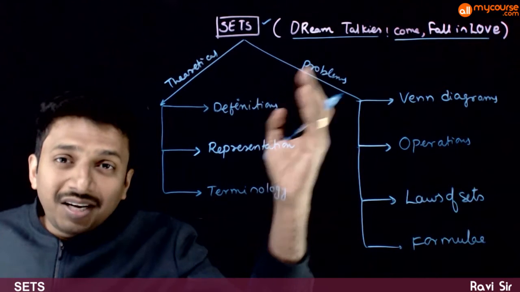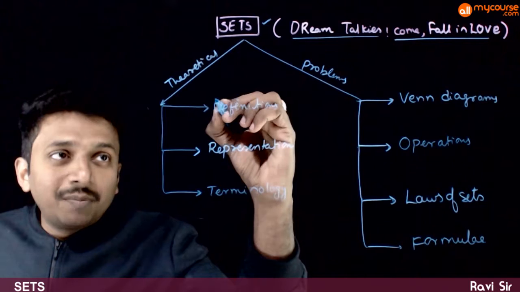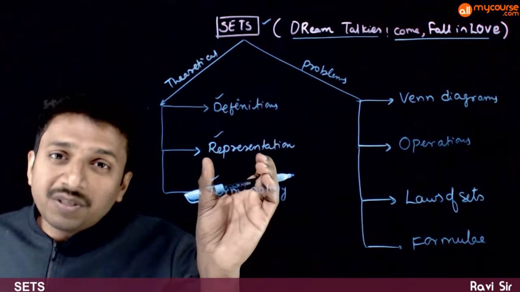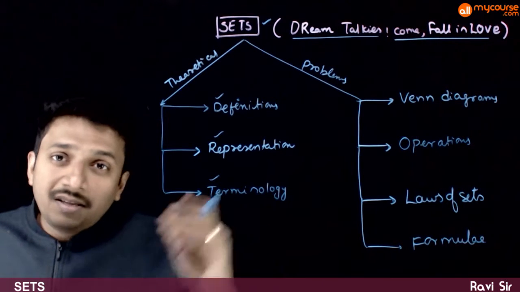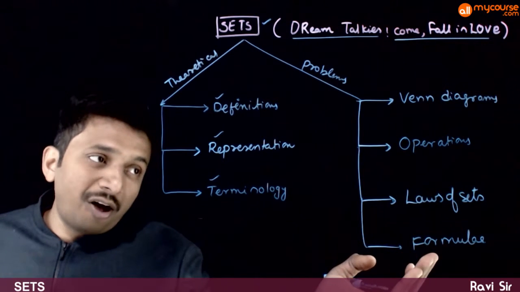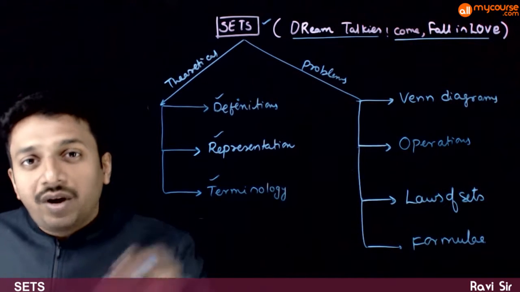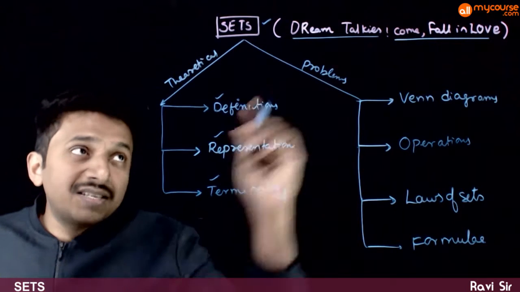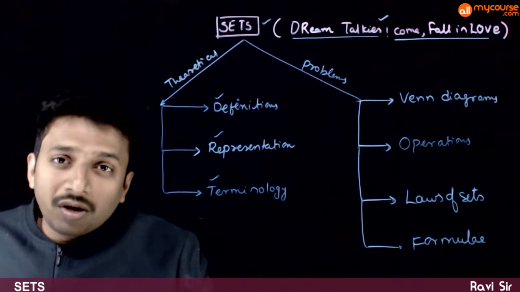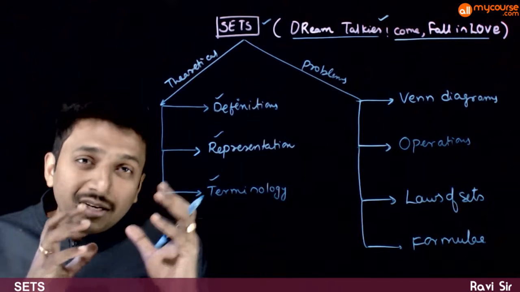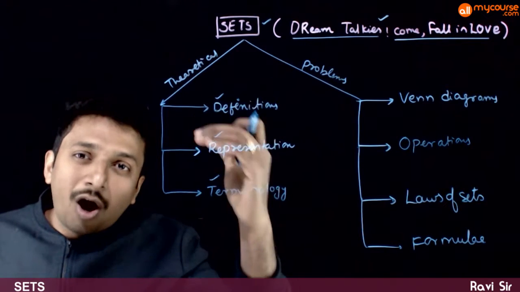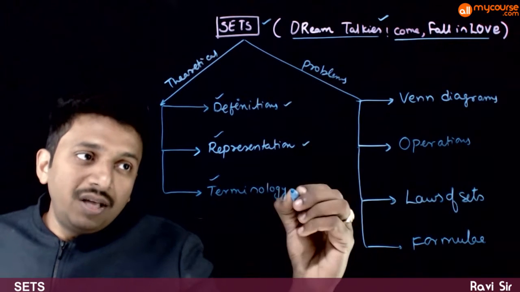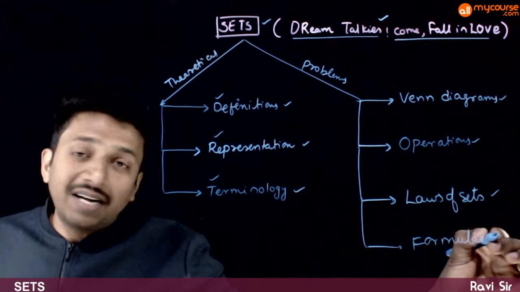And do you see what dream, talkies, come, fall in love is? That is nothing but DRT denotes. D, R and T denote definitions, representations and terminology. And come, fall in love denotes formulas, laws, operations and Venn diagrams. So whenever you remember the topic of sets, just remember this sentence, dream, talkies, come, fall in love. So this sentence gives you the order of different topics that you need to remember in this chapter. Now let us go into each of these individual topics and study them in detail.